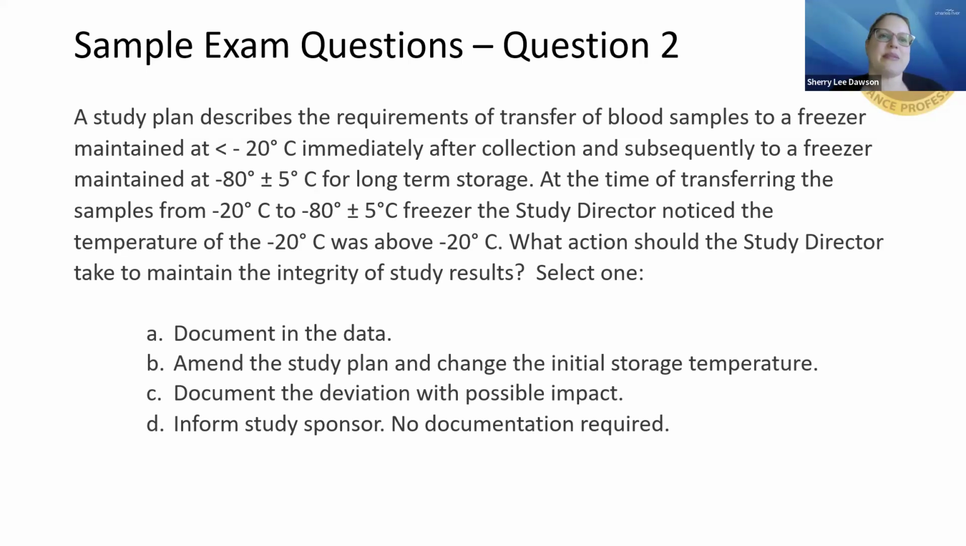All right, question 2. A study plan describes the requirements of transfer of blood samples to a freezer maintained at less than -20 Celsius immediately after collection and subsequently to a freezer maintained at -80 plus or minus 5 for long-term storage. At the time of transferring the samples from -20 to the -80 plus or minus 5 freezer, the study director noticed the temperature of the -20 was above -20 Celsius. What action should the study director take to maintain the integrity of study records? Document in the data, amend the study plan and change the initial storage temperature, document the deviation with possible impact, inform study sponsor, no documentation required.